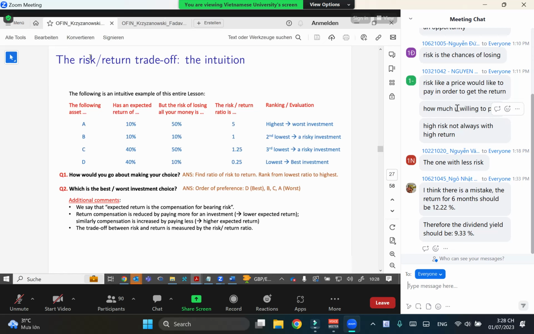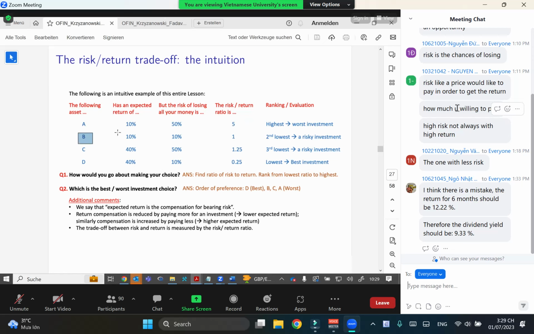In order to get the intuition of this risk-return trade-off, let's consider the following example, right? Suppose you have one asset, or basically here those 4 assets which might differ with respect to the return, the risk, and the risk-return ratio, which we're going to see in a second. So suppose you have one asset with an expected return of 10% and a risk of losing everything of 50%. So you have a return of 10% and a 50% chance to lose everything. The risk-return ratio you could calculate by simply taking the risk of losing divided by the return, which would give you a risk-return ratio of 5. Let's see in a second where this leads us.